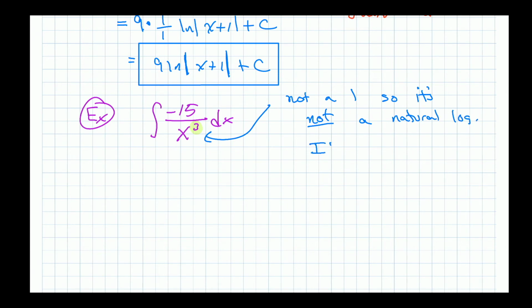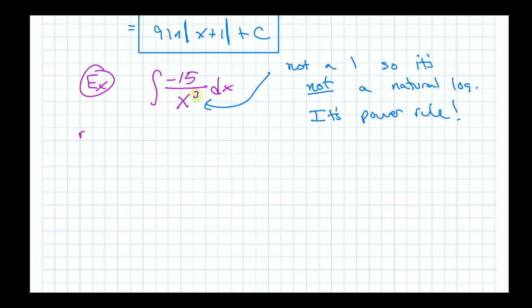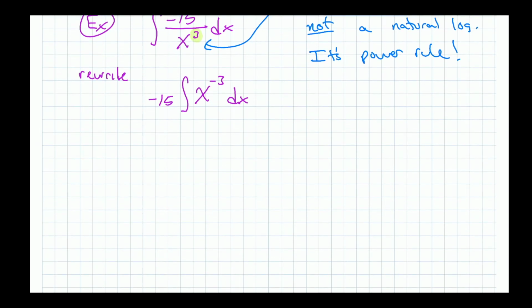Okay, it's power rule. All right, so let's do this. So how do we do it? Well, we rewrite it, right? We know how. You can take the -15 out, and then it's x to the 3 in the denominator, which is x to the -3 if you write it in the numerator. And then we're just going to use the power rule.